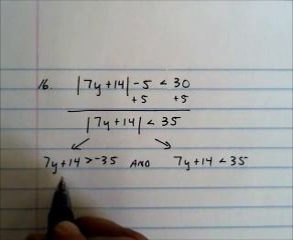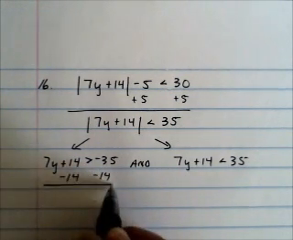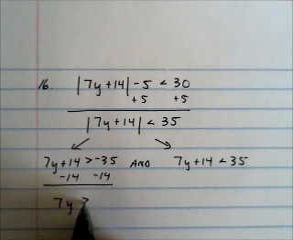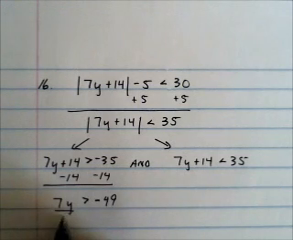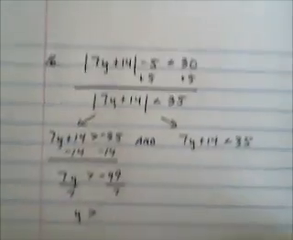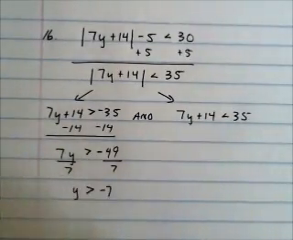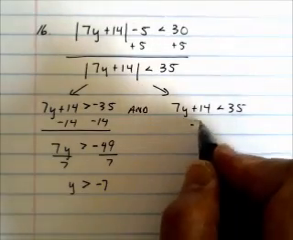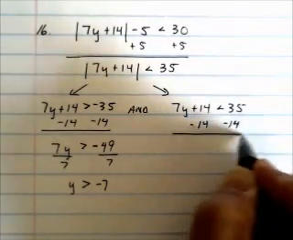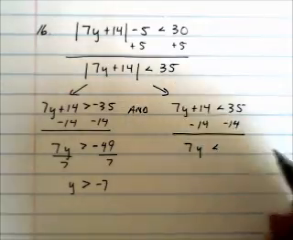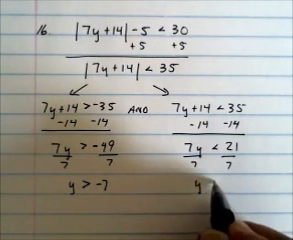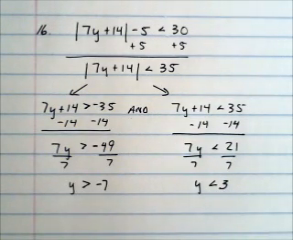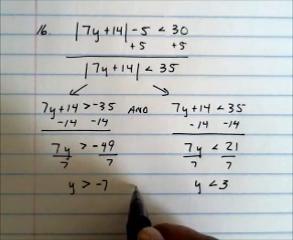Now solving individually, subtract 14 from both sides. 7y is greater than negative 49. Divide by 7. Y is greater than negative 7. Subtract 14 from 35. The result is 21. Divide by 7. It's 3. So we have y is greater than negative 7 and y is less than 3.